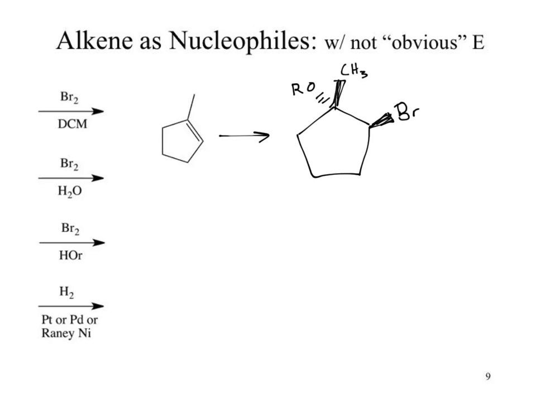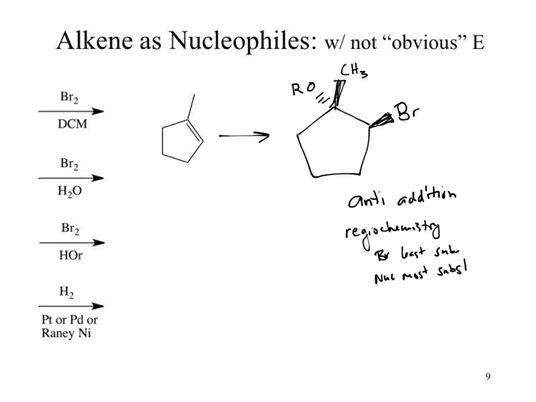So within that mechanism, are you responsible for the mechanism? Kind of, sort of. What you are responsible for recognizing is that your product here from this reaction is an anti-addition. You're responsible for the regiochemistry. Okay. Bromine at least substituted, and our nucleophile at most substituted. Okay. So you either understand the mechanism or you start memorizing all of those aspects.